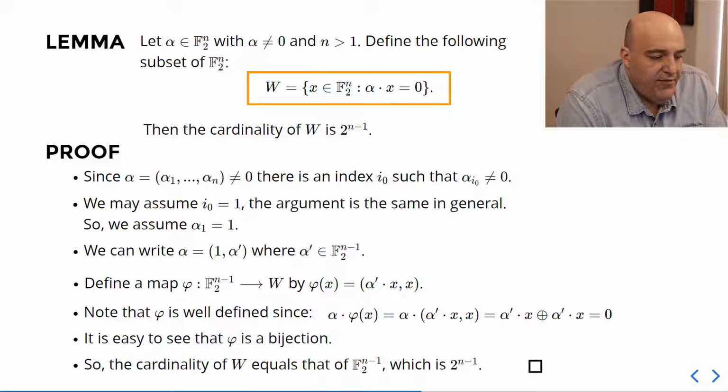Now, it's easy to see that phi is a bijection. Because the last coordinate of phi of x is x, it follows right away that it's a one-to-one map. And if you think about it, it's also onto. So phi is establishing a bijection between our set W and F2^(n-1). And now we're done, right? Because we know that since it's a bijection, the cardinalities are the same. And the cardinality of F2^(n-1) is 2^(n-1). So we've proven the cardinality of W is 2^(n-1).